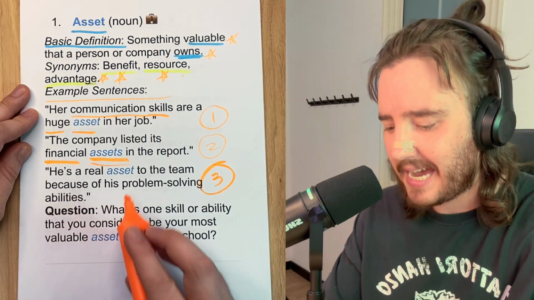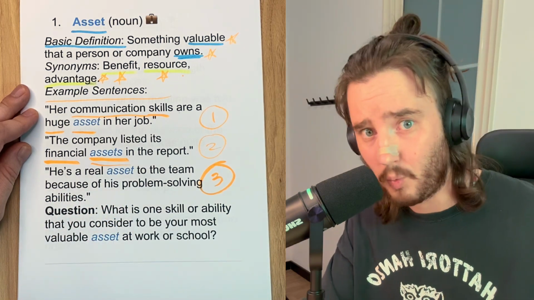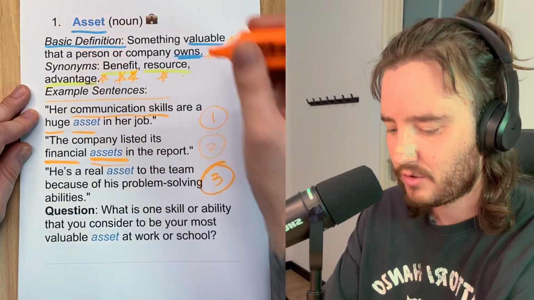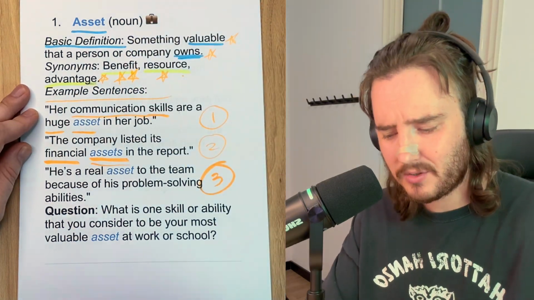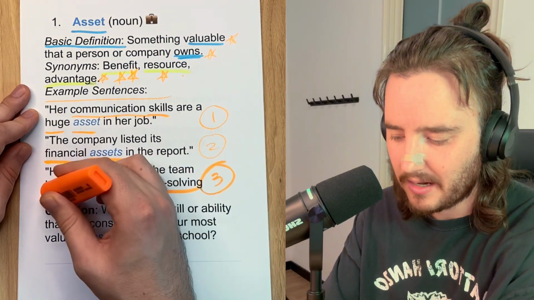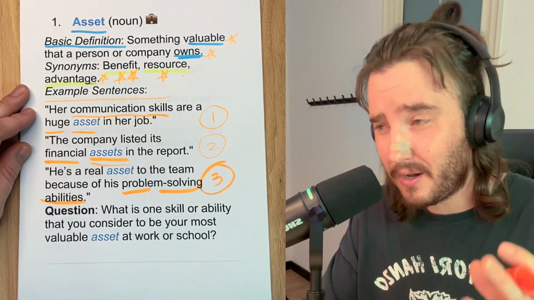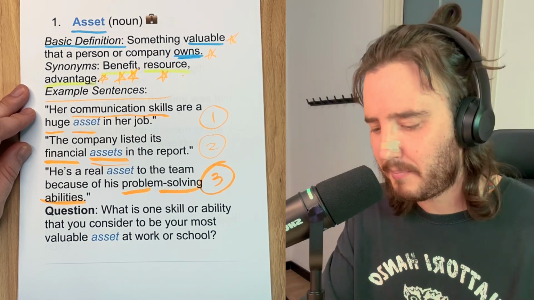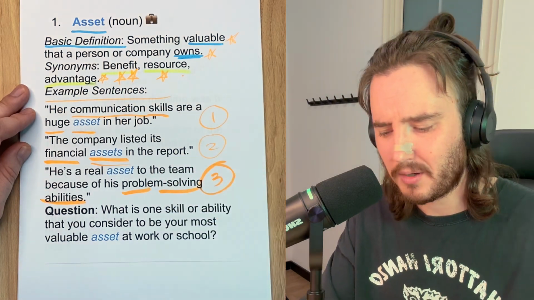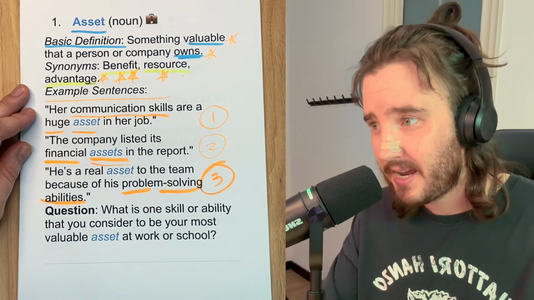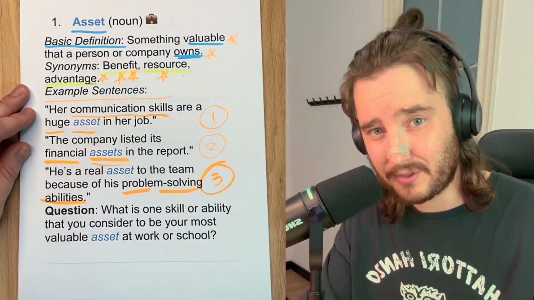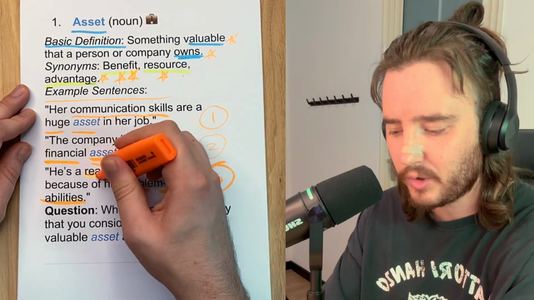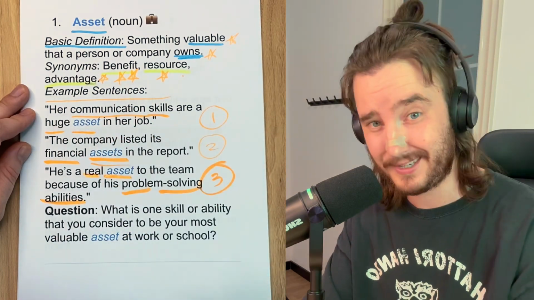He's a real asset to the team. Why is he a real asset, a real benefit to the team? Well, because of his problem-solving abilities. He has this amazing skill, this amazing ability, right? The ability to problem-solve really effectively. And this skill, this ability makes him a serious asset, a real asset to the team.